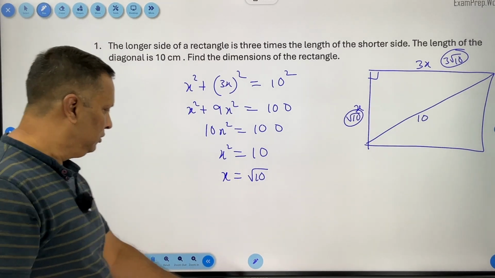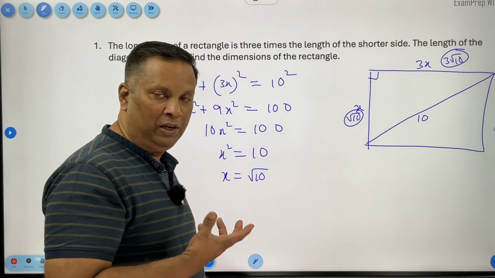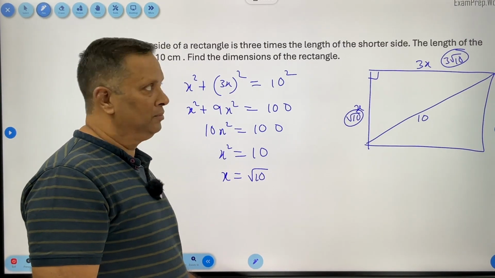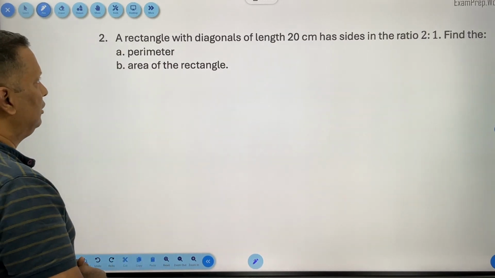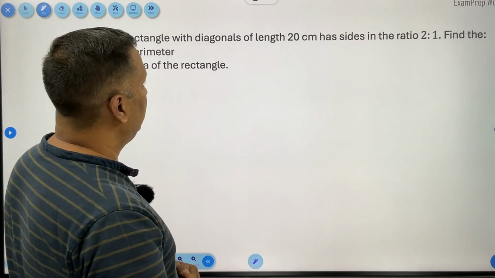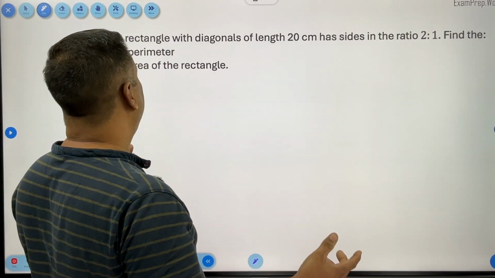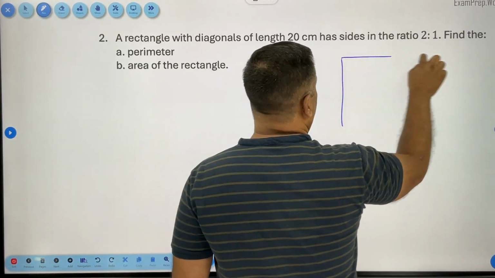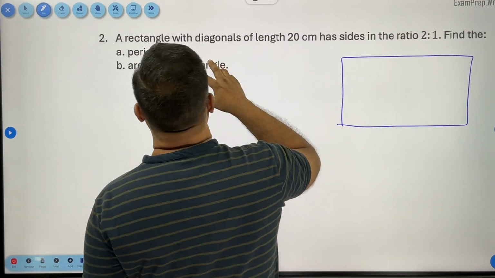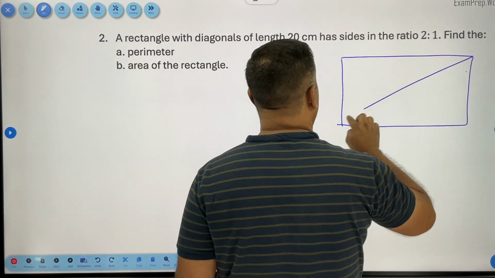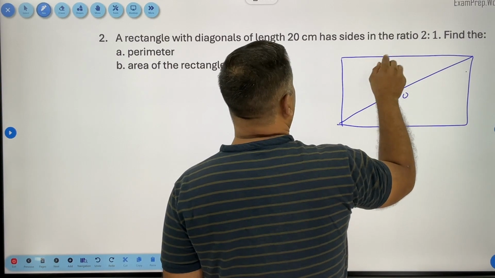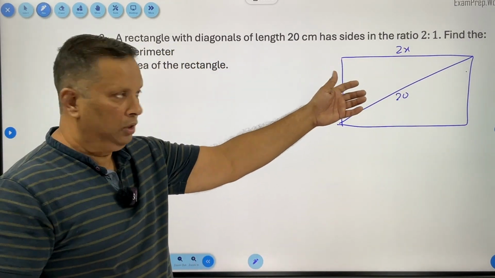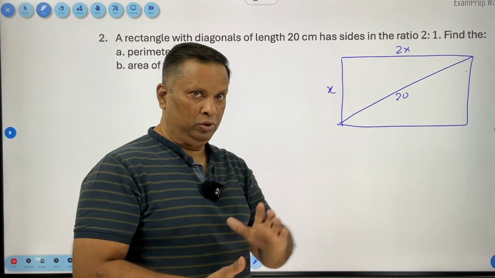Okay, let's do the next one. This video is going to be long. I have kept a good amount of questions, almost all questions which are relevant. A rectangle having diagonal 20 has sides in the ratio 2:1. Find the perimeter and area of the rectangle. Once again, a similar question. Diagonal this time is 20 and the ratio is 2:1. So this is 2x, this is x. The length is obviously longer.